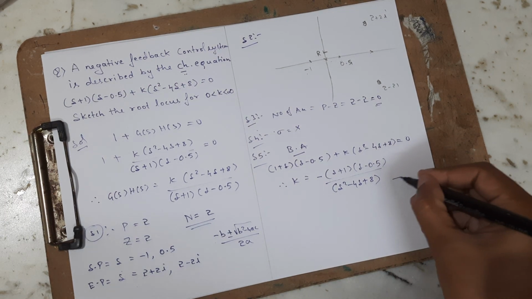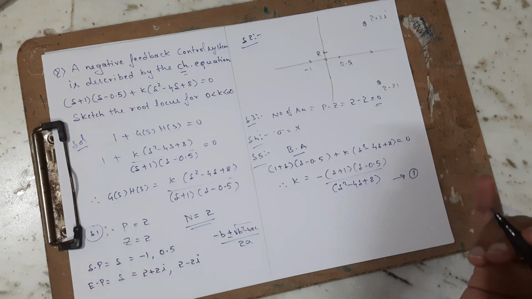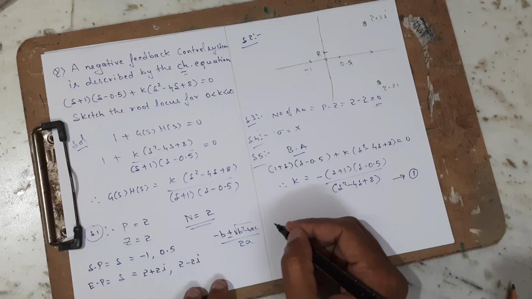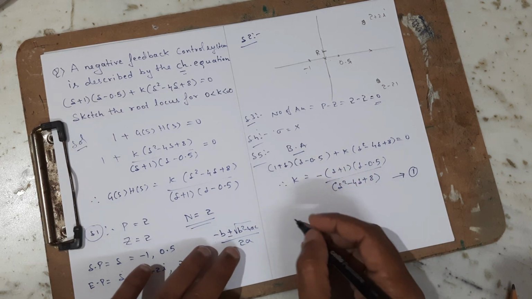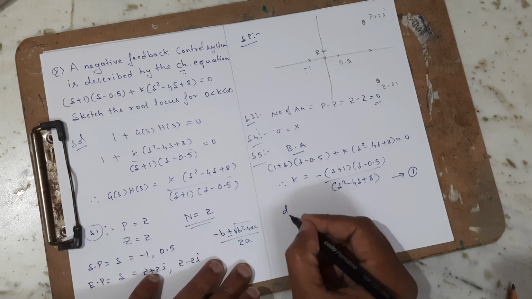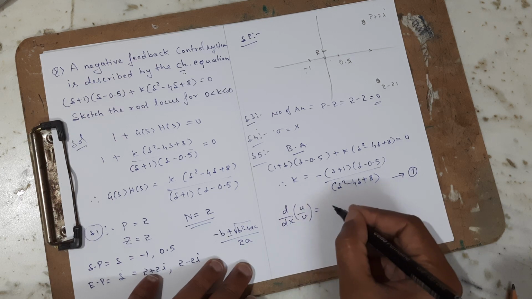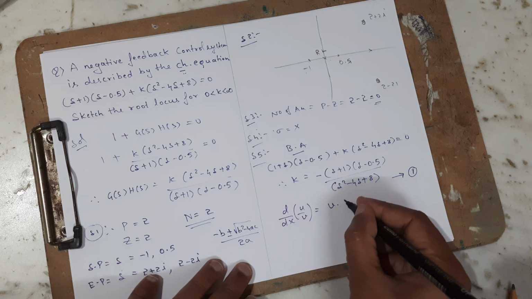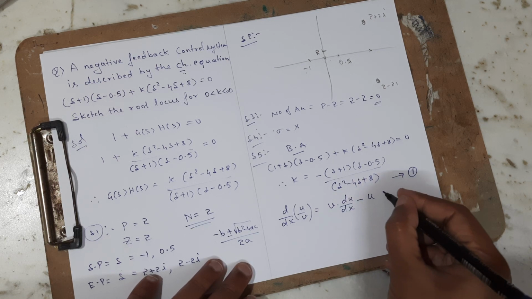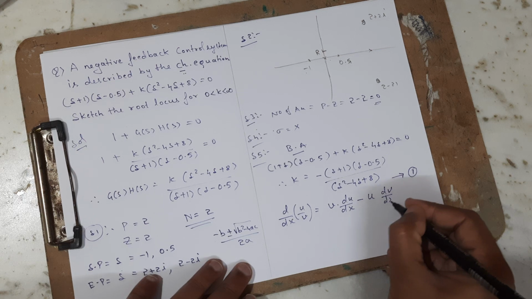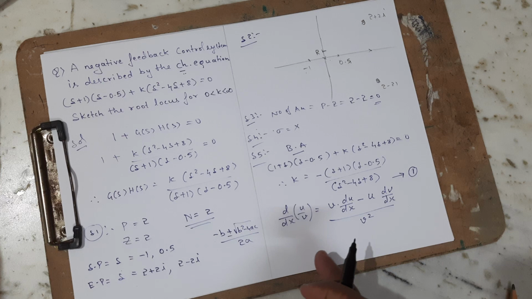Okay, so let me take this as equation number 1. Now I am going to differentiate this k with respect to s. This is in the form of u by v, so I am going to apply the quotient rule. What does the quotient rule tell? d by dx of u by v is equal to v into du by dx minus u dv by dx, divided by v square.